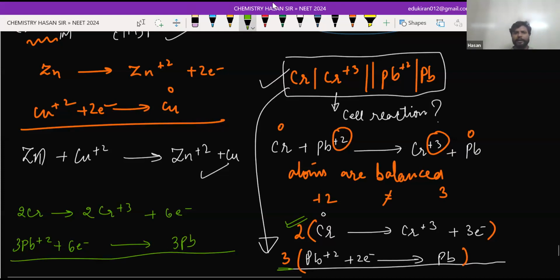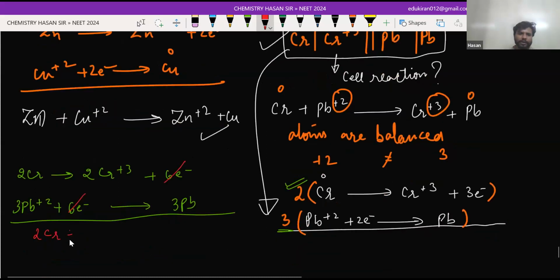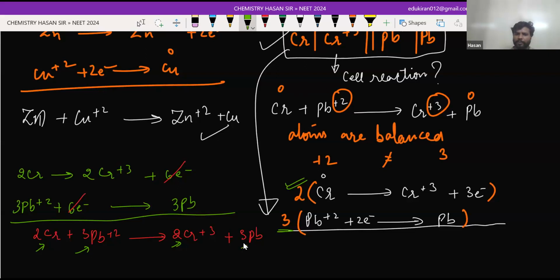Now when you add it, you can see the number of electrons are equal and they will be cancelled and you will be getting 2Cr plus 3Pb plus 2. That will be giving you 2Cr plus 3 plus 3Pb. So now if you check the atoms, 2 chromium, 3Pb, 3Pb. If you check the charge, there is 0 and there is plus 2. Plus 2 into 3, plus 6. On the other side there is 2 plus 2 into 3, that is plus 6. And there is 0. So charge is also balanced and atoms are also balanced.